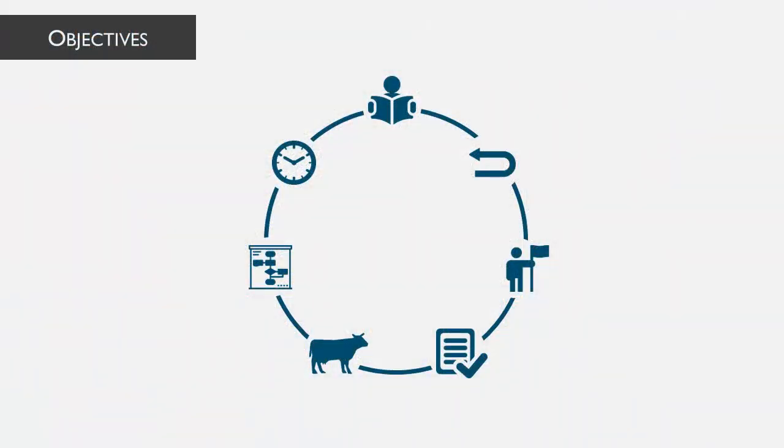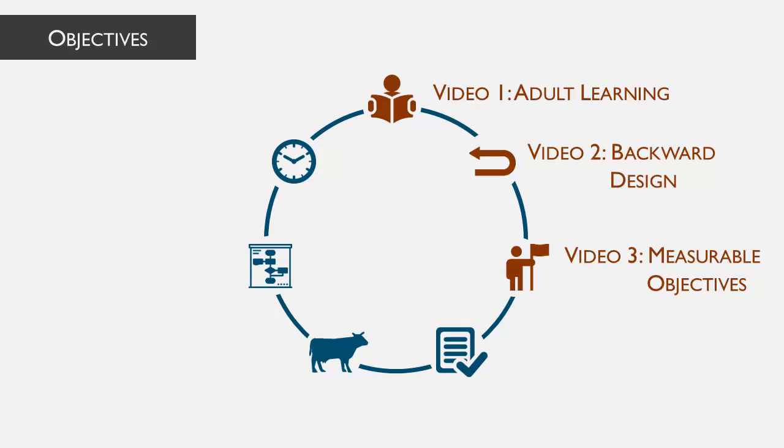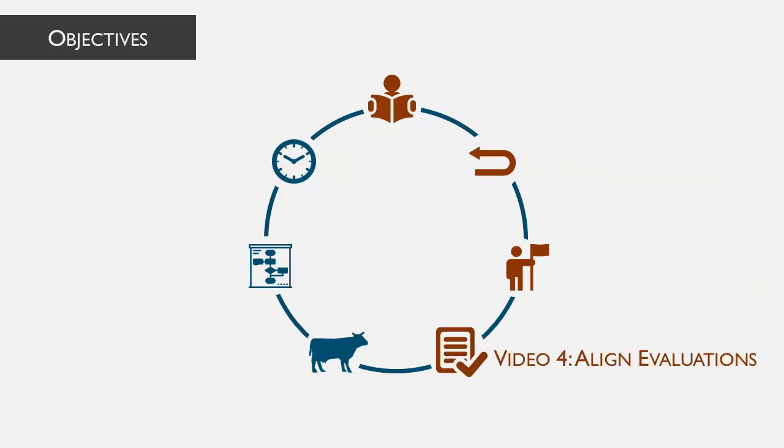This training module will explain how to develop training manuals that are designed for use by trainers. This video is the fourth in the series on how to develop a training of trainers manual. In the last video, the objective was to create measurable learning objectives. By the end of this video, you will be able to align evaluations with learning objectives.